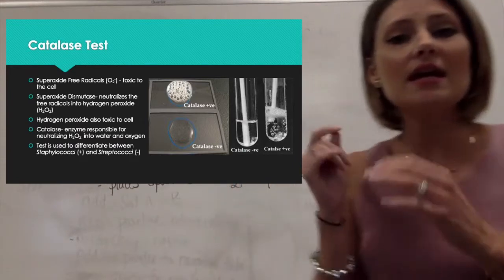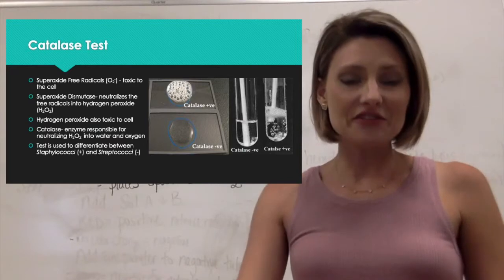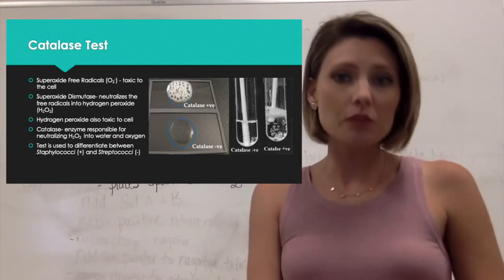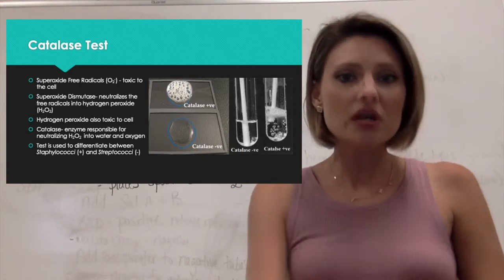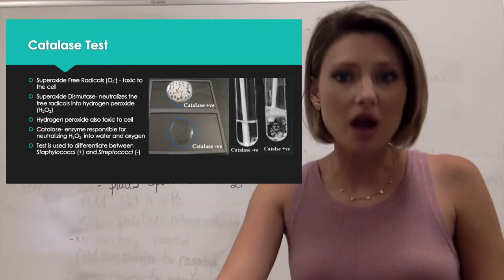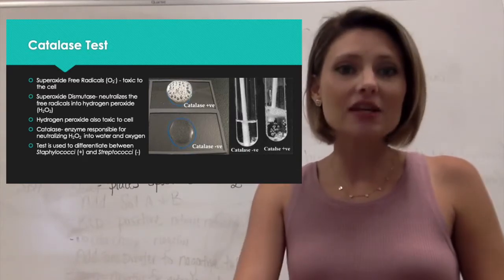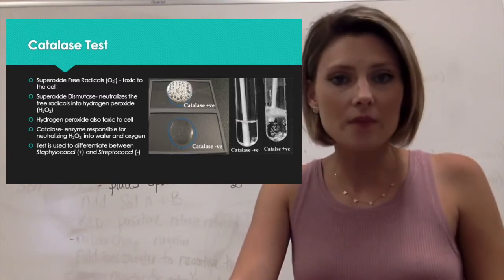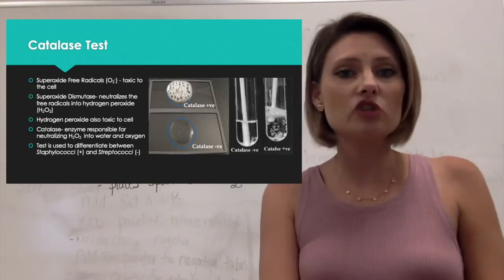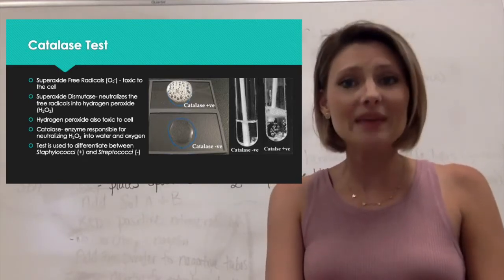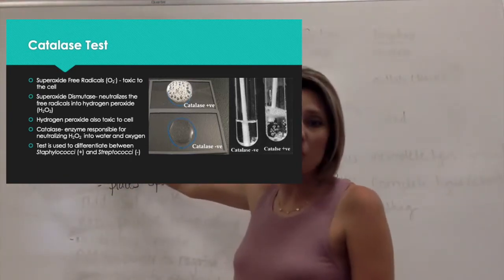Superoxide dismutase is made to neutralize the free radicals into hydrogen peroxide. So that's what that enzyme is responsible for, taking those free radicals and turning them into hydrogen peroxide. However, hydrogen peroxide is also toxic to the cells. It will kill the cell. So the cell has to have another enzyme that it produces to deal with the hydrogen peroxide. That enzyme is catalase. And this is the enzyme that we're actually testing for in this test.